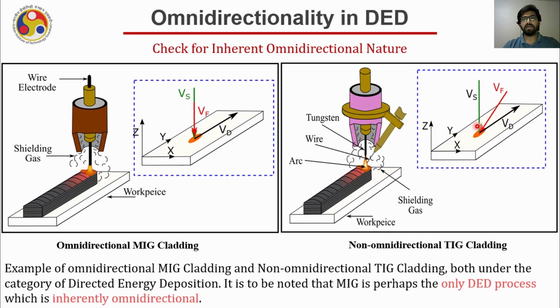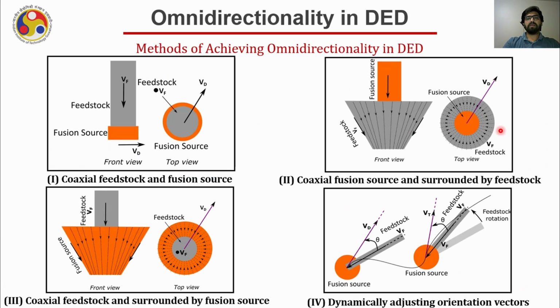You can easily assume that instead of moving in this direction, I am moving the torch opposite to this direction. In that case, the angle between VF and VD will change, and if it is theta, then the angle will become 180 minus theta. And of course, as this angle is changing, the orientation vectors VF and VD are not consistent with each other, and that is why the process is not inherently omnidirectional.